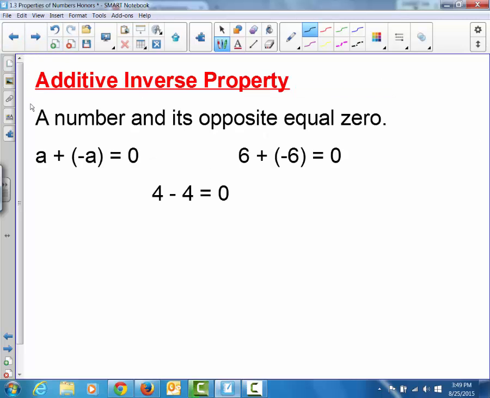Okay, the additive inverse property. A number and its opposite equals 0. So we've got A plus negative A, 0. 6 plus negative 6, 0. 4 and negative 4, 0. Opposites make 0.